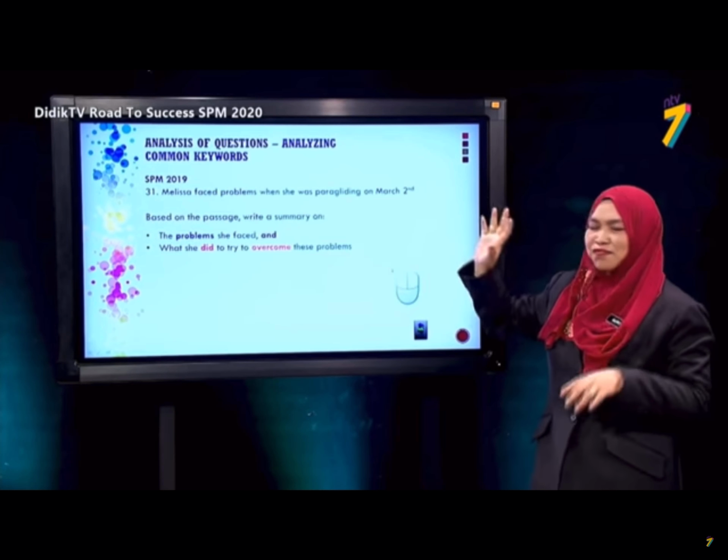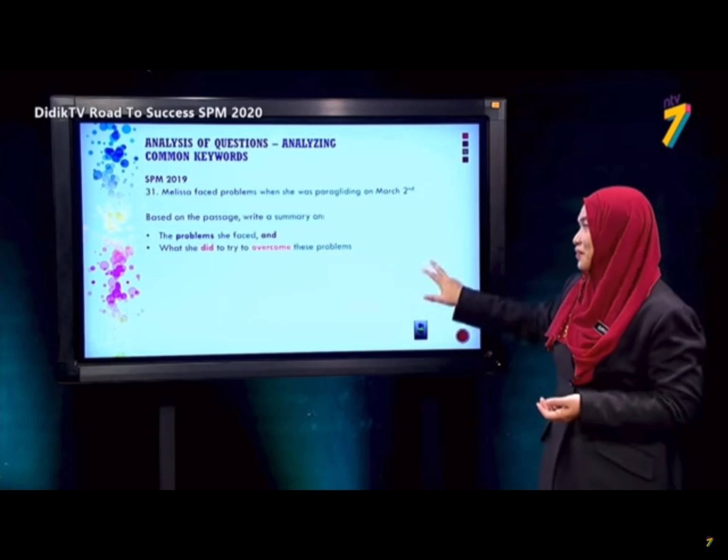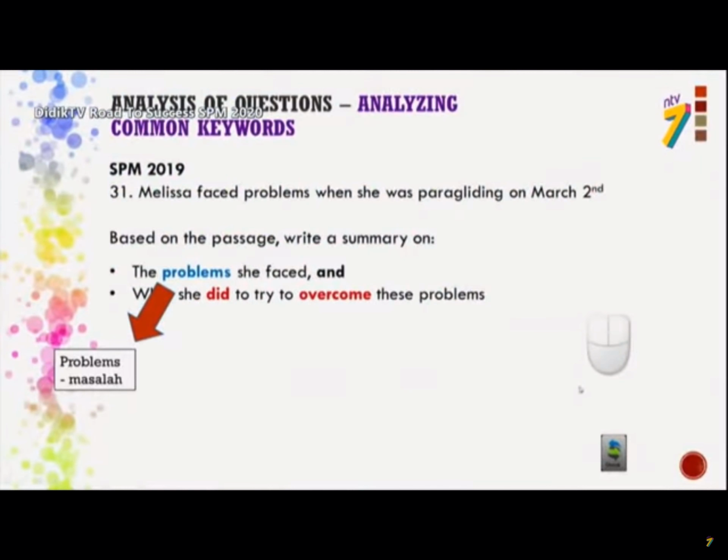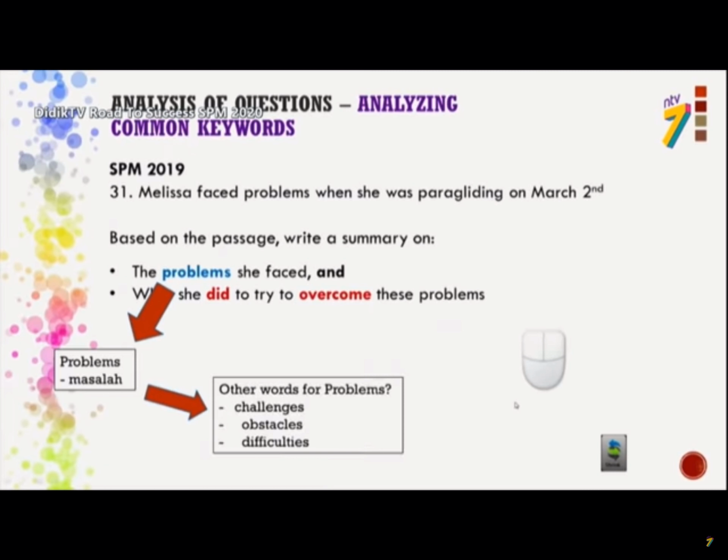Favorite words, common words for summary questions. The word problems. What are the words for problems? We have challenges, obstacles, difficulties. They are all the same idea as problem. So if you understand the word problems, they are all based on the same context. And then we have the word did.